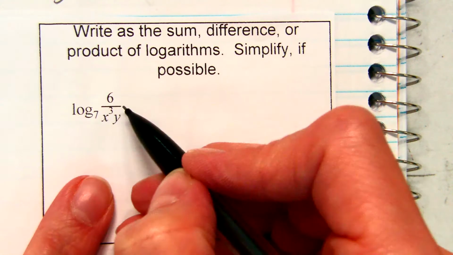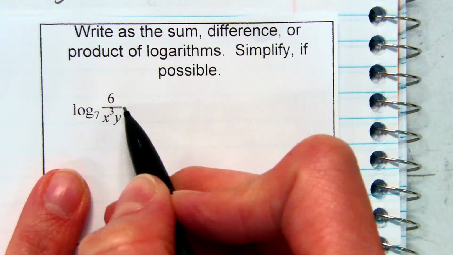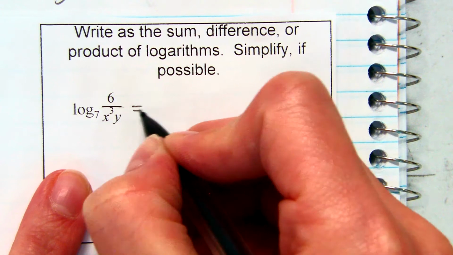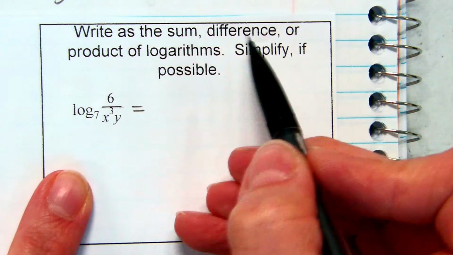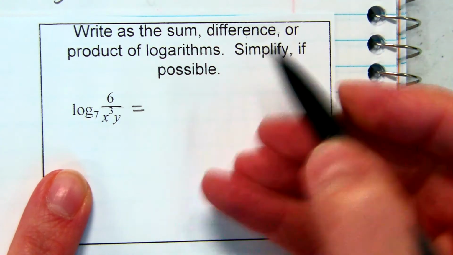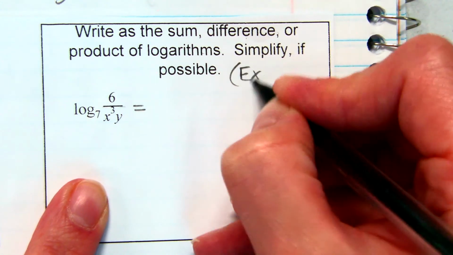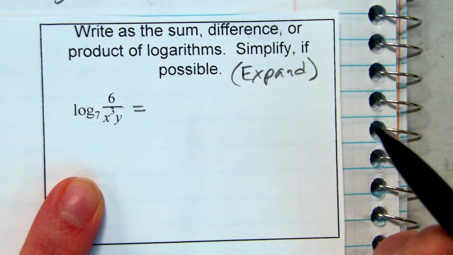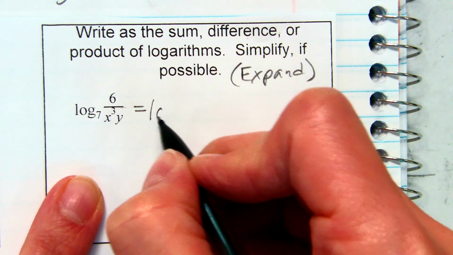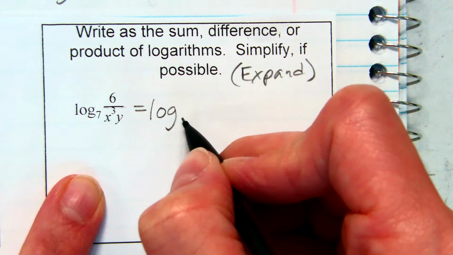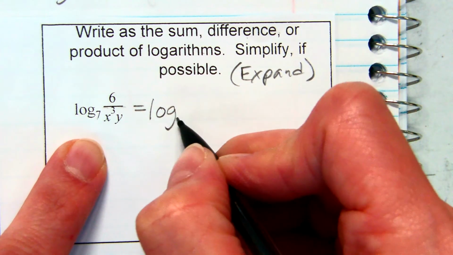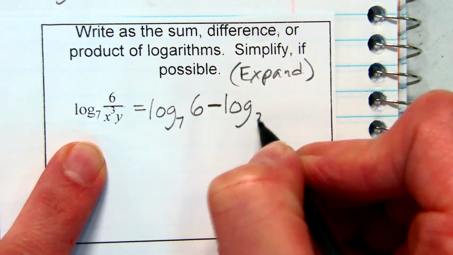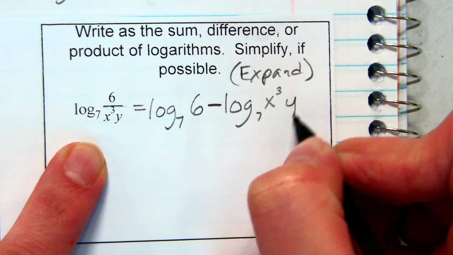So I want you to see first that there is a division bar here. Okay? So that's what I want you to think about first. So what we're going to do is, it says write as the sum, difference, or product of logarithms. Simplify if possible. A simpler way to say this would be to expand the logarithm. So we're going to write this as more than one log. So the first thing I'm going to do is break this into 2 logs using that division bar. So I'm going to have the little 7 that's on there has to go with both. So log base 7 of 6 minus log base 7 of x cubed y.